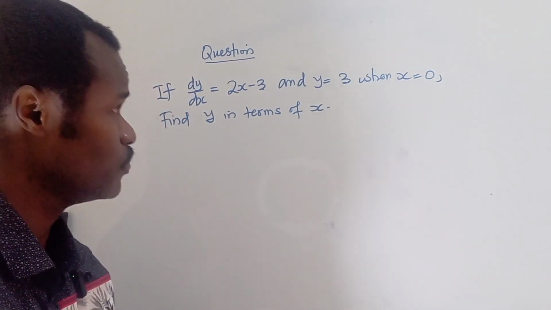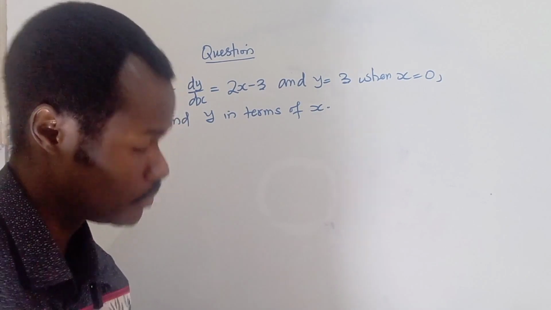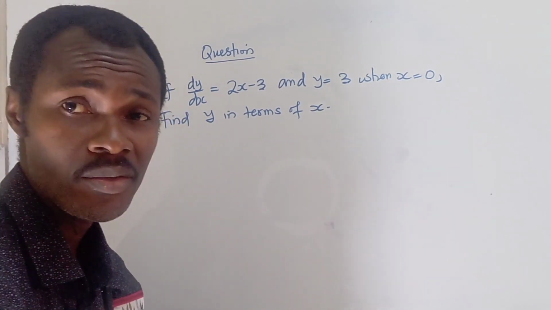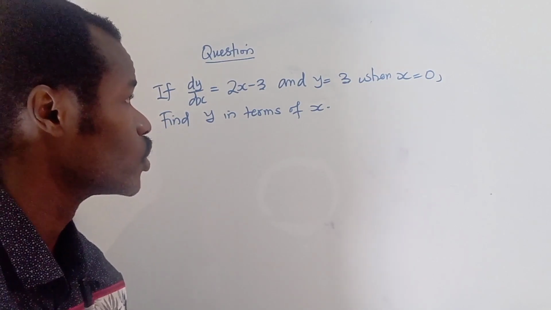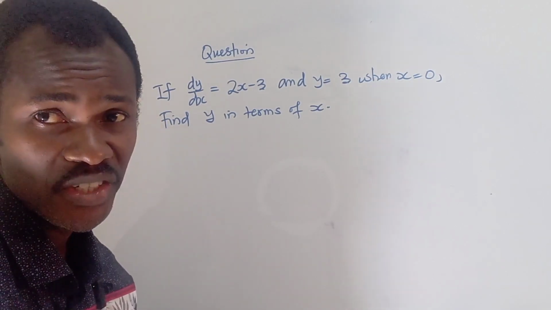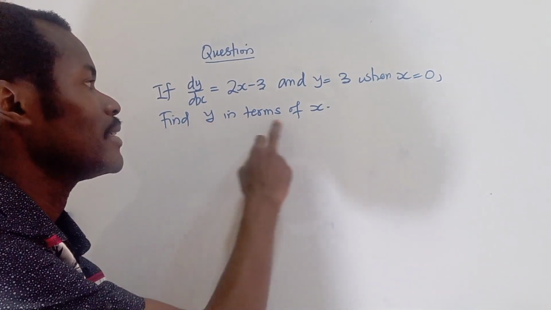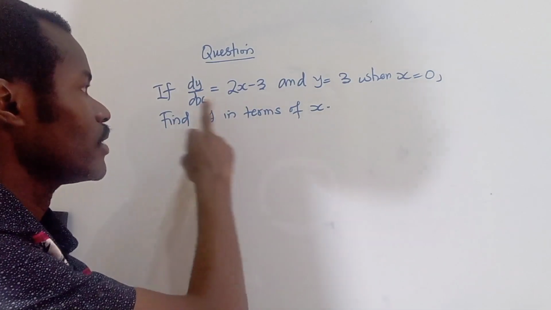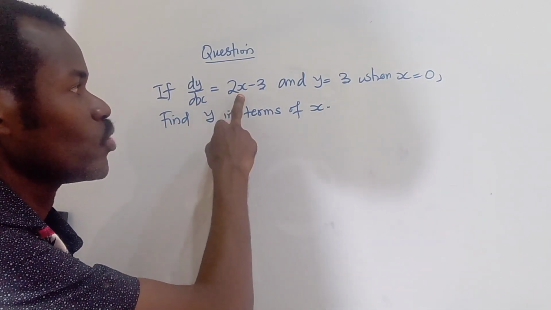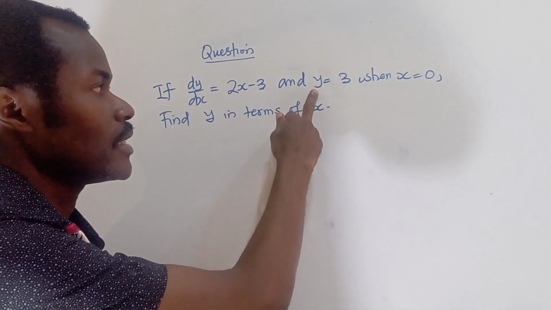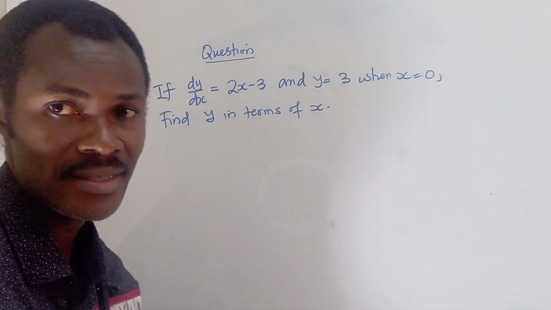Alright, so I'm going to quickly look at this question. It's on calculus, and we have it on differentiation. The question says we should find y in terms of x, given that dy over dx is 2x minus 3 and y is 3 when x is 0.